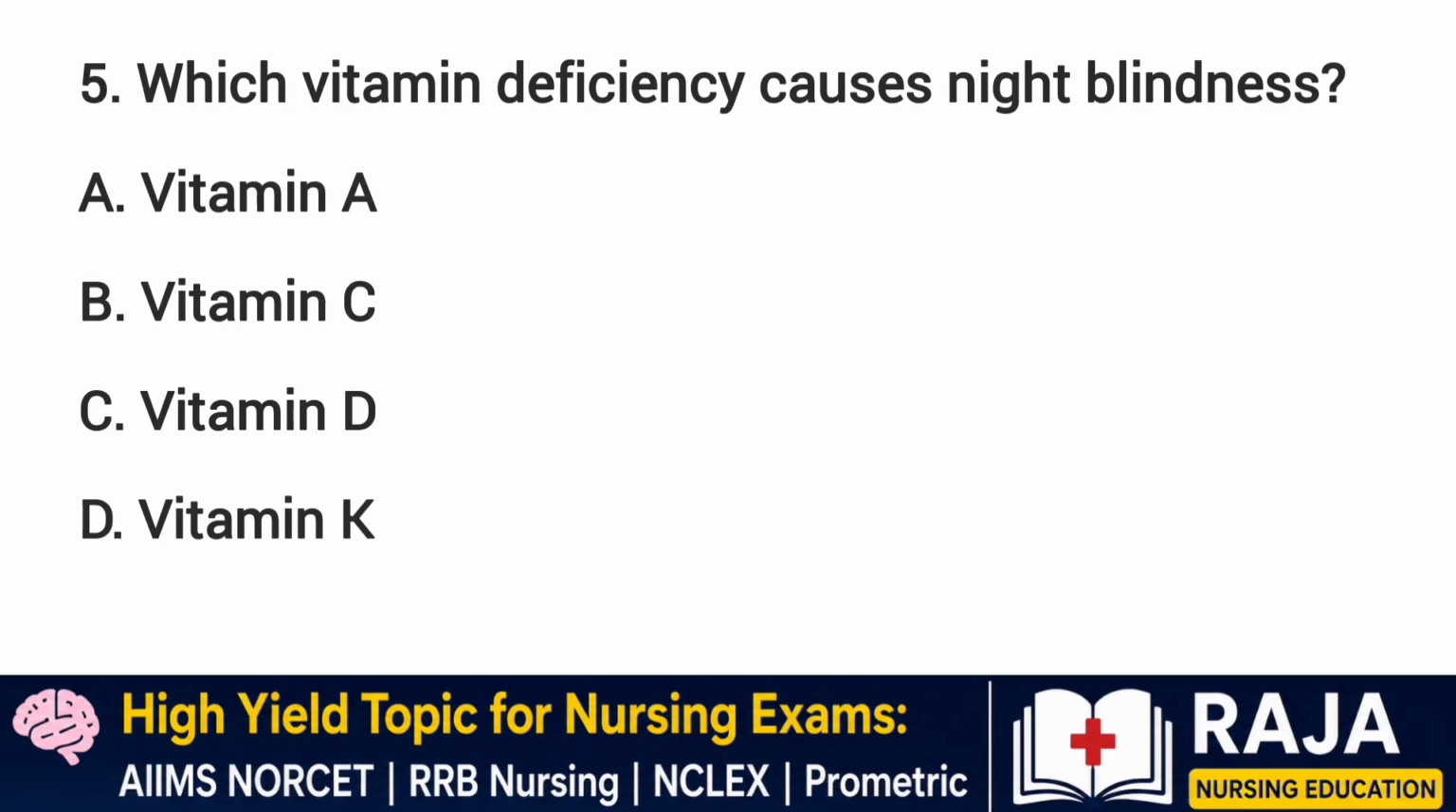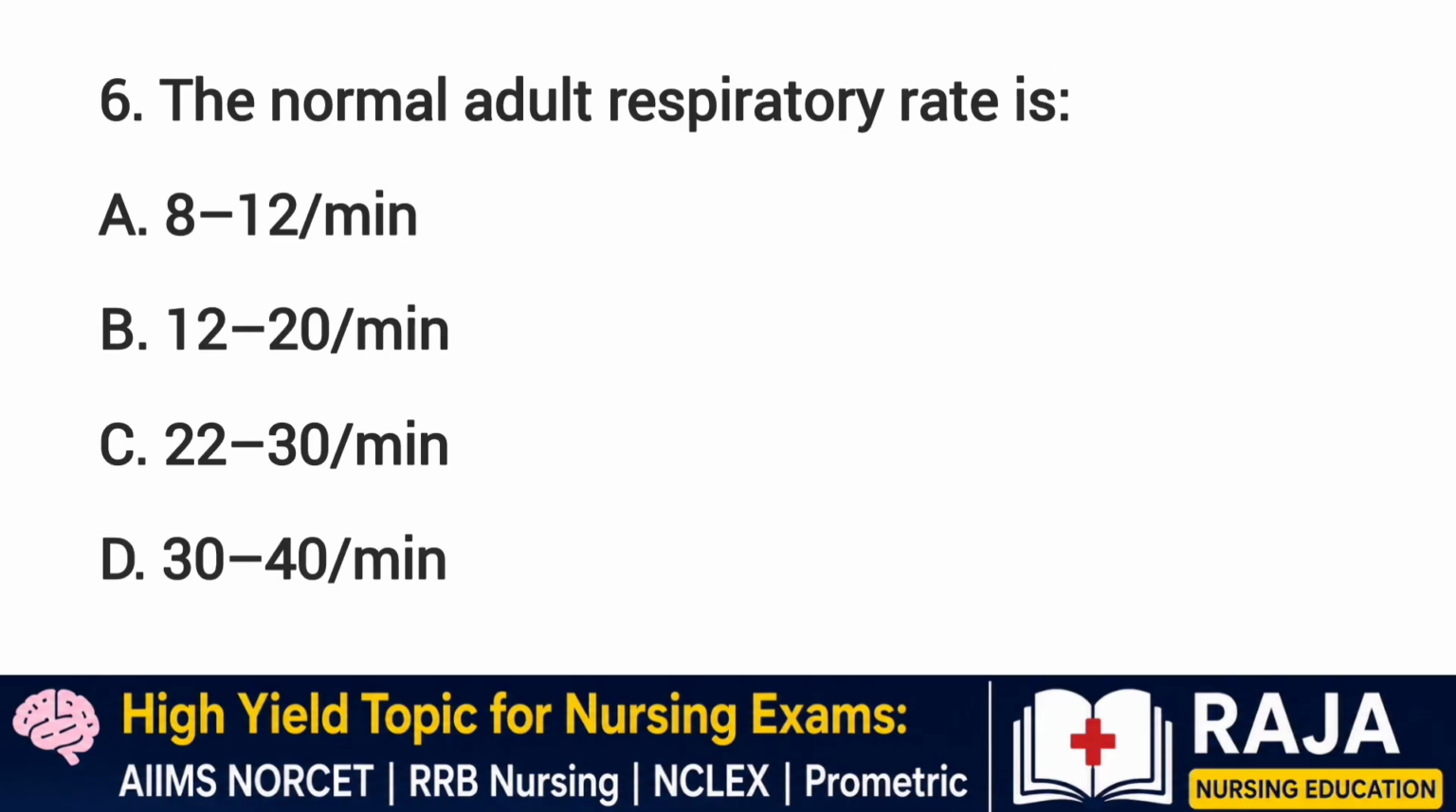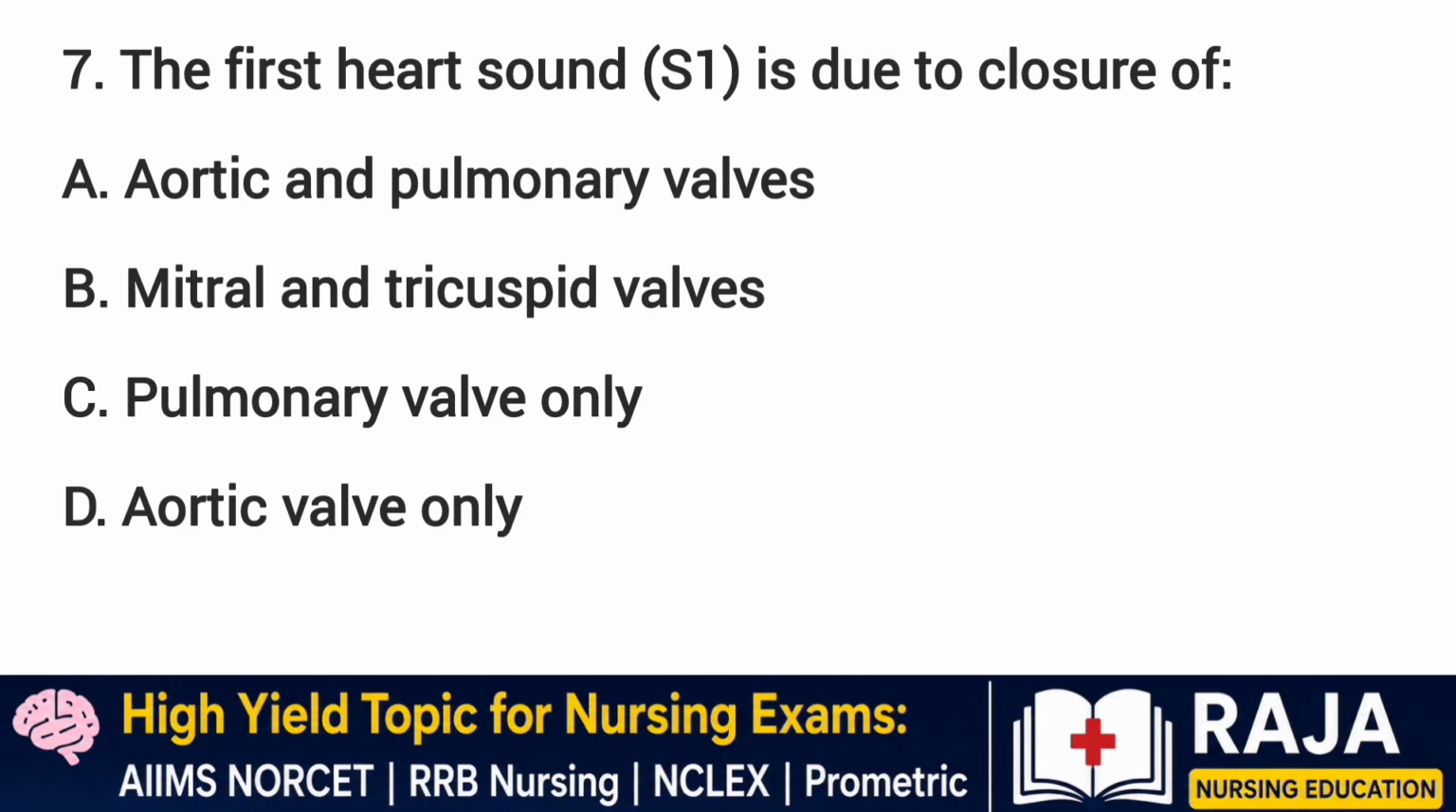Which vitamin deficiency causes night blindness? Answer is A, vitamin A. The normal adult respiratory rate is 12 to 20 per minute. The first heart sound S1 is due to closure of mitral and tricuspid valves.